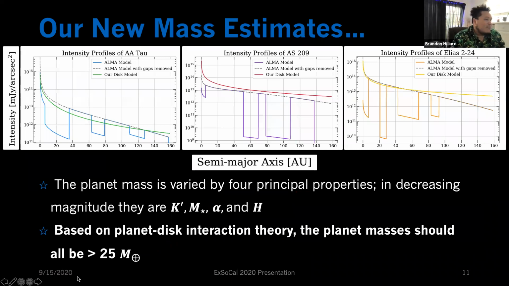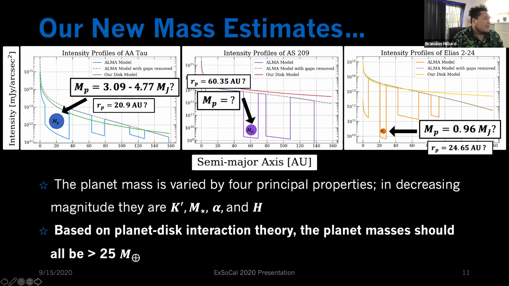So based on this information from planet disk interaction theory, we came up with estimates, and if the planet masses were not over 25 to 30 Earth masses, then we were not able to find a reliable calculation just based on that alone. So it turns out we have two reliable estimates for AA Tau. We have Jupiter mass calculations between 3 to 5 Jupiters. And then for Elias 2-24, we have about 1 Jupiter mass.